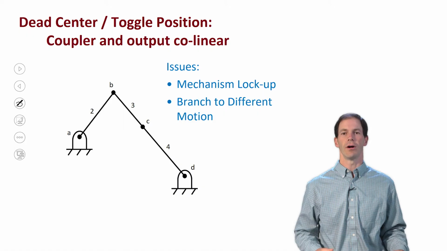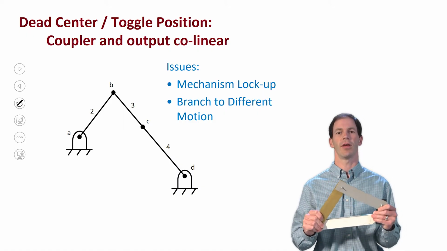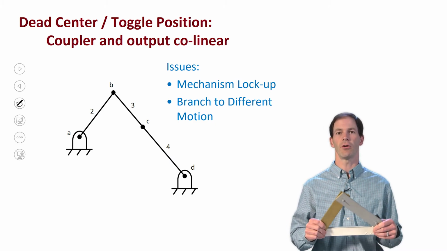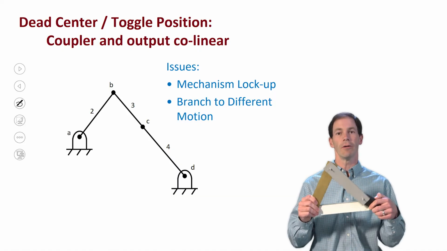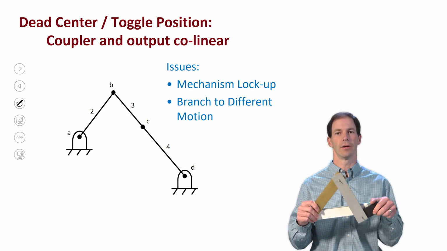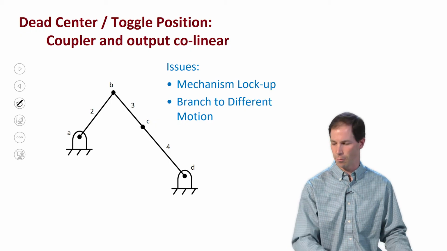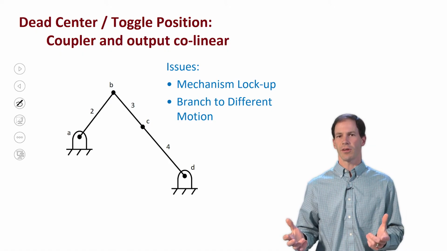So this becomes a challenge. Why is it an issue? Well, one is the mechanism can lock up in that configuration if we don't have something else to help it through that toggle position. And we can also branch to alternative motions that we don't expect. So let's say that we're expecting to be on the open circuit. Well, we might accidentally cross over or move over to the cross circuit and not be creating the same motion that we want to.